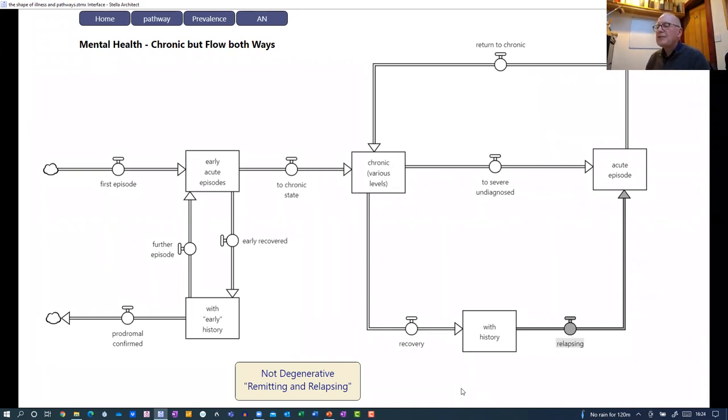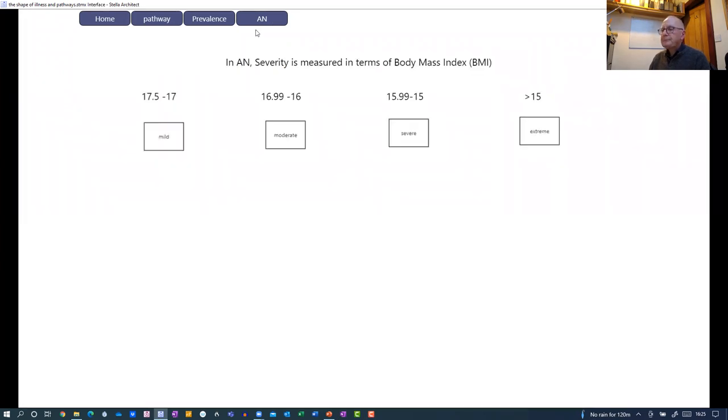So that's the shape of some mental ill health. That was the baggage that I took to the anorexia problem. And I should say anorexia nervosa is only one eating disorder, but although it's not the largest population of all eating disorders, of all mental illnesses, it has the highest mortality rate, certainly among younger people.